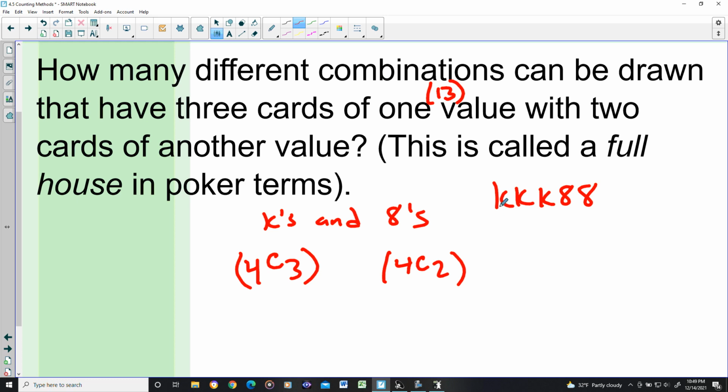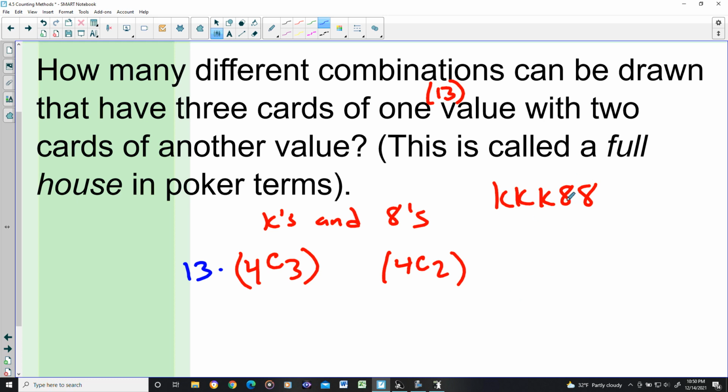So 4 choose 3. Now that means there's that many ways, which happens to be 4. So there's 4 ways to choose 3 kings. But it may not be kings. It could be aces, twos, threes, fours, fives, six, seven. So because it's any value, I'm going to multiply that by 13 to represent the fact that those 3 cards could be any value.